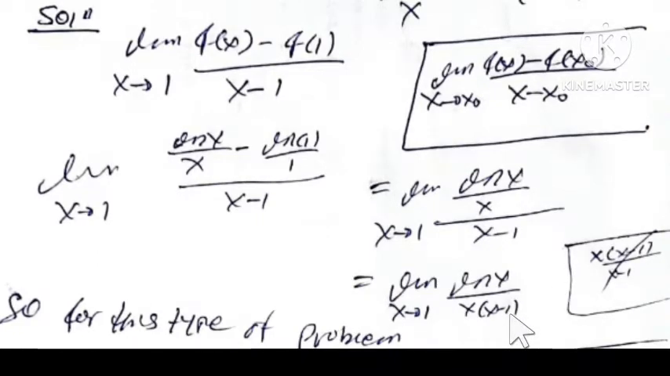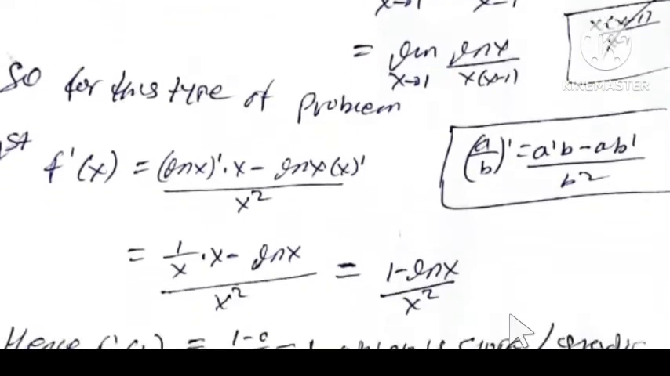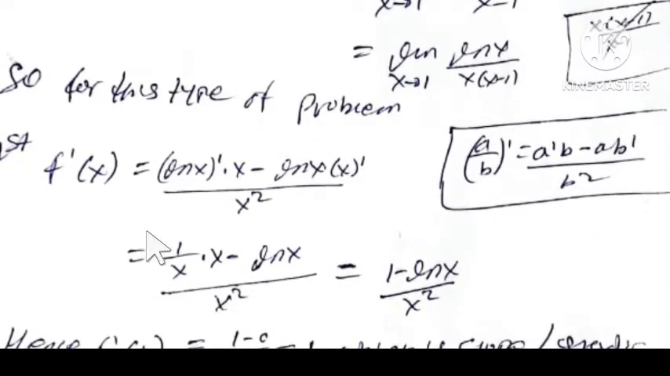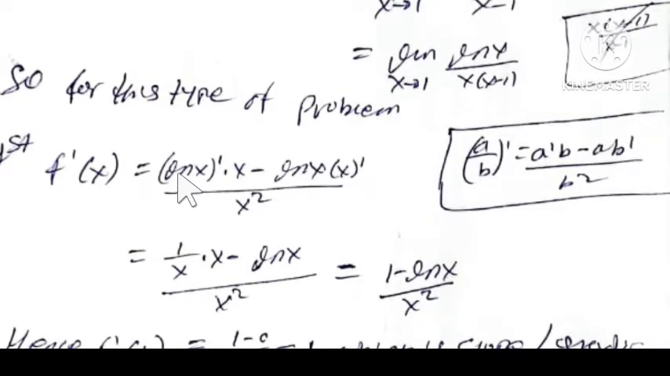Therefore, for these types of problems, simply use the derivative rule to find the slope. Find the slope first. Then differentiate the given function, ln of x over x.